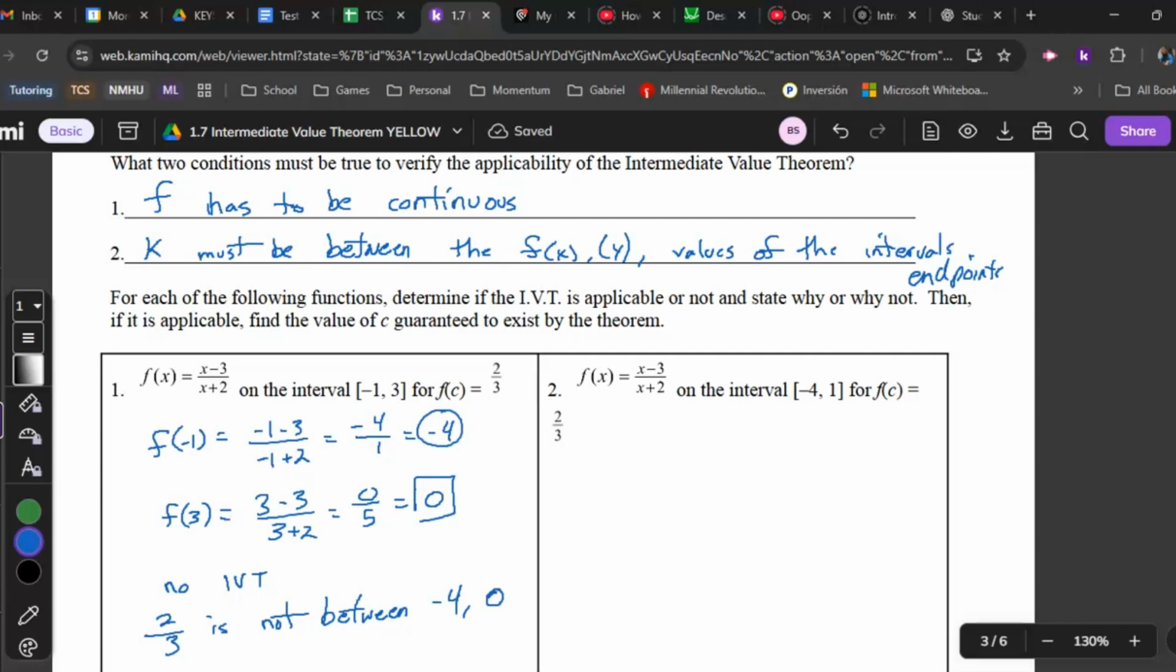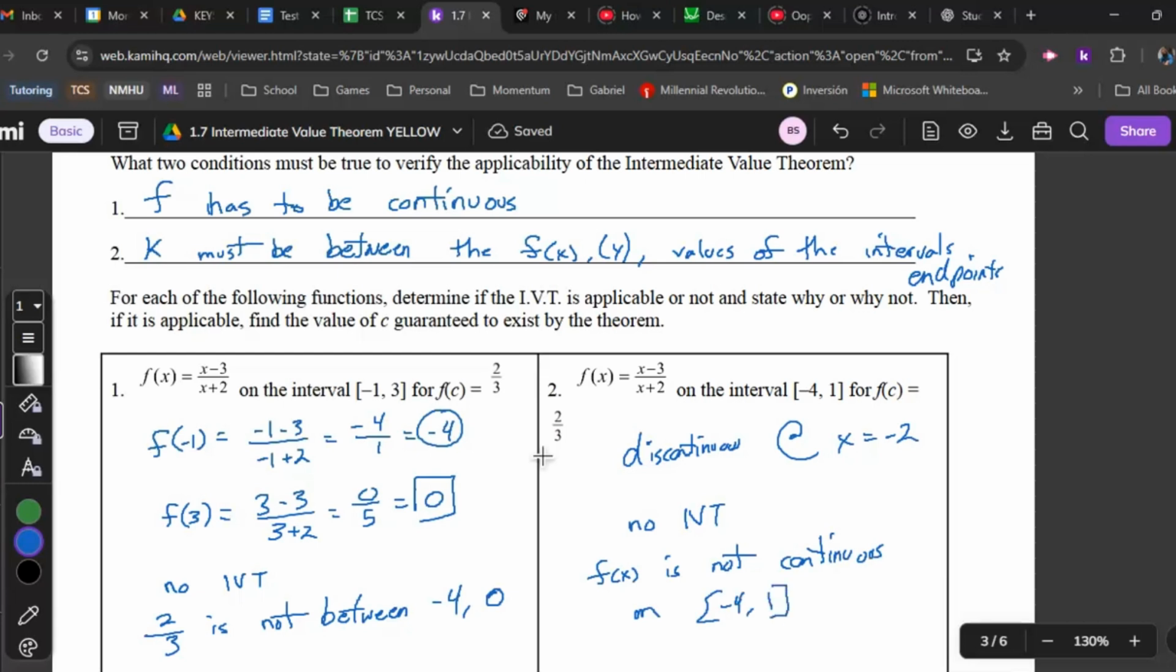Yes. All right, so we have the exact same equation, and where was it discontinuous? -2. Right, so it's discontinuous at x equals -2. And does -2 lie on our interval this time? Yes. So therefore right off the bat, no IVT, and our reason is, all right, so f of x is not continuous on our interval from -4 to 1. It has a problem at -2.